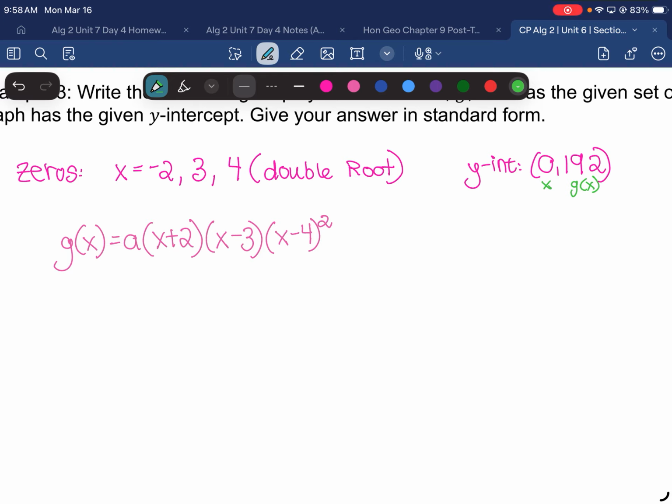So here's what that looks like. 192 equals A times 0 plus 2 times 0 minus 3 times 0 minus 4 squared. Don't forget to square that one. Now you only got one variable. You can solve.